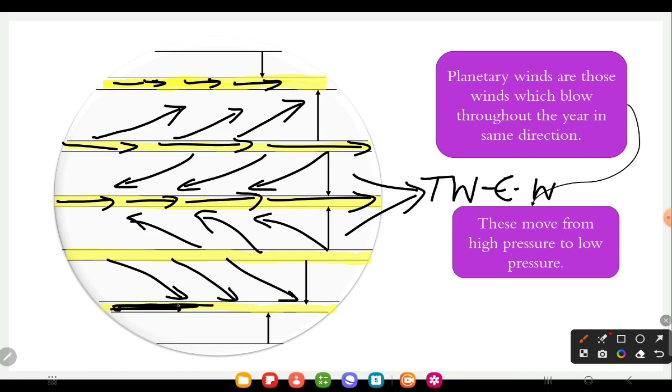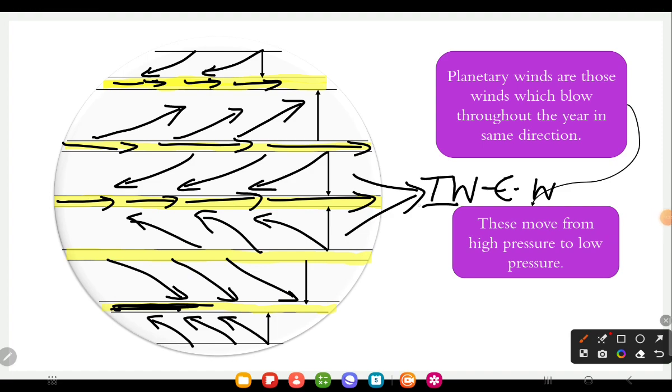Same happens here. If this part of the air goes this side, it will be deflected to the back of this air because it is traveling faster than that. Here the same happens. This air travels like this, it gets deflected to the back. Now these are the trade winds, as I told you.